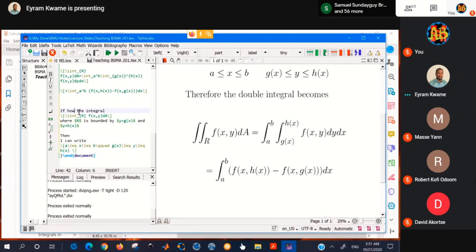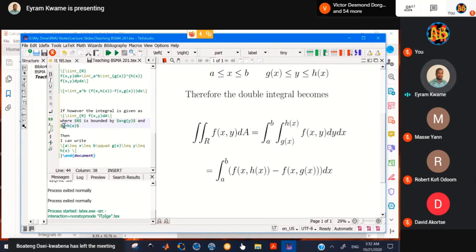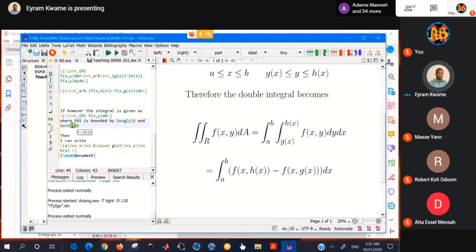So if, however, the integral is given as this, where R is bounded by this. In this case, you have x as a function of g of y, or it's a function of y. And then x, again, is a function of what? Of y.